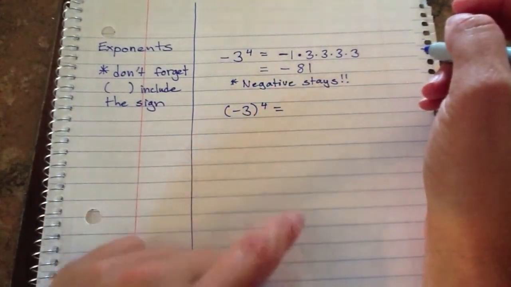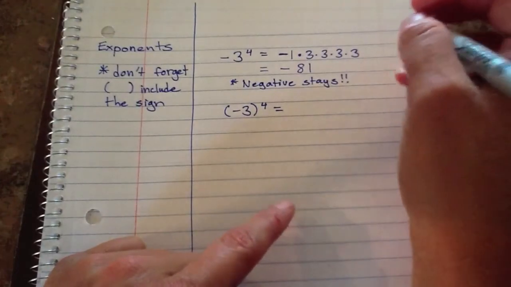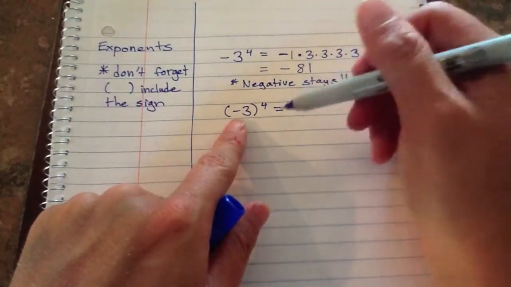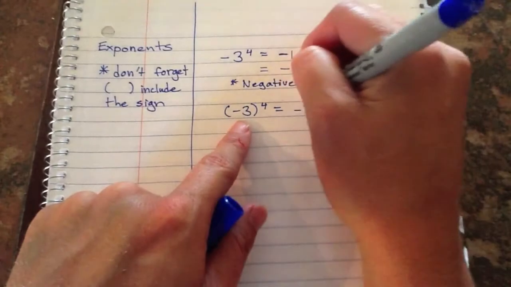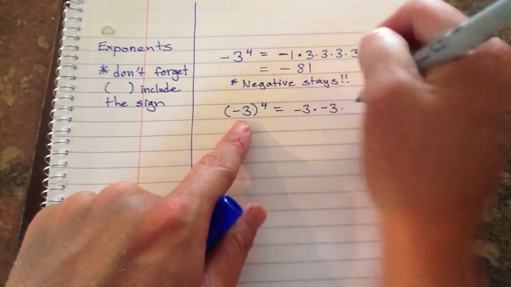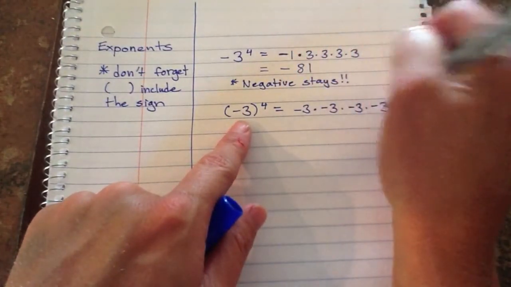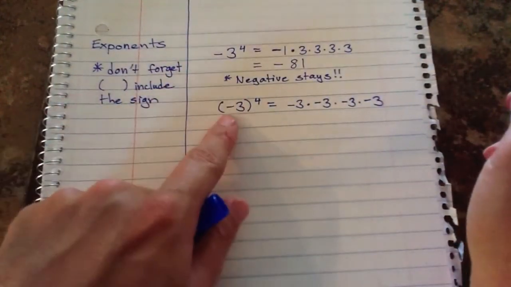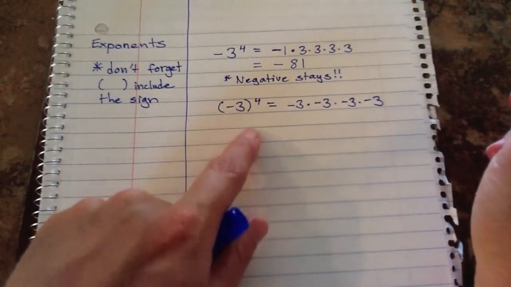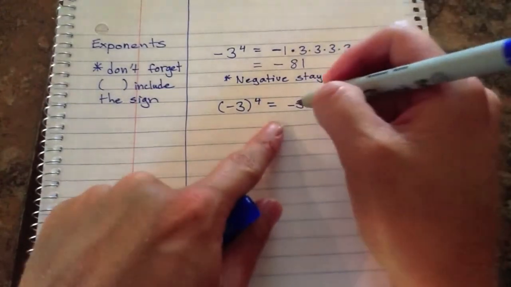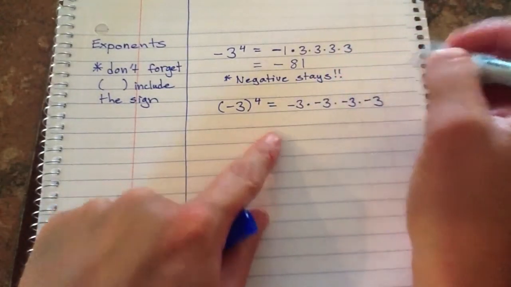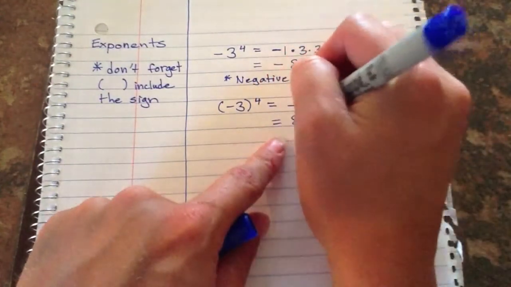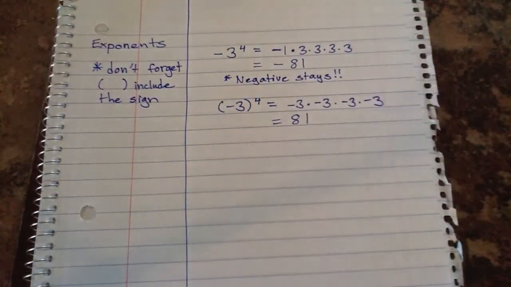positive 81. The other way to look at this, if you start to get confused about these, negative 3 times negative 3 times negative 3 times negative 3. Negative comes with it each time. Here there's only one of them. Here the parentheses include that, so there's 4 of them. So negative times negative times negative times negative is a positive, and then we know 3 to the 4th power is 81.